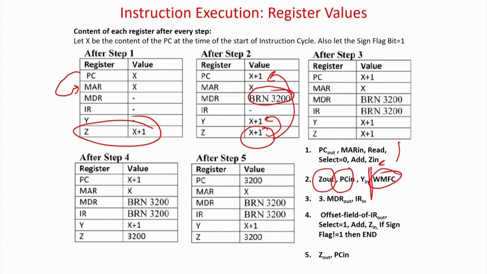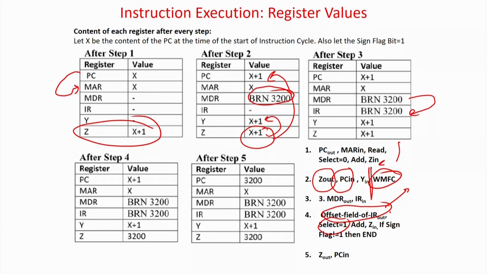Next, as I told you, it is very simple. The instruction from the memory data register will go to the instruction register. It is a very standard operation. Now, in stage 4, you are going to see the offset, select equal to 1, and add. The value of offset we already know, and select equal to 1 means you are going to take the value from Y.